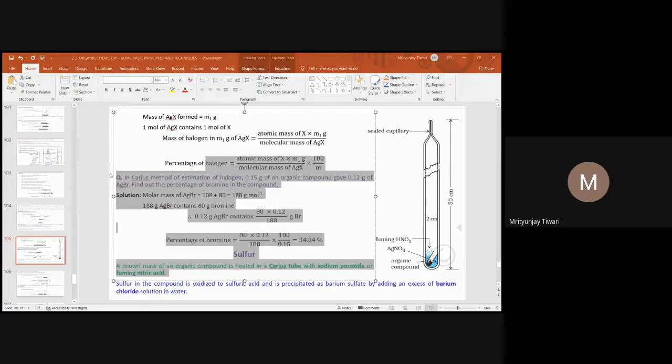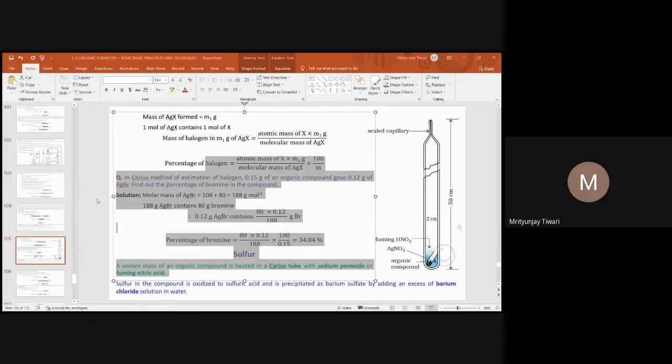From this, AgBr is the molecular formula of the silver halide, silver bromide. Its molar mass is the average atomic mass of silver plus the average atomic mass of bromine, 108 plus 80, which equals 188 gram per mole. 188 gram per mole of silver bromide contains how many grams of bromine? It contains 80 gram of bromine, as you can see here. So 188 gram of silver bromide contains 80 gram of bromine.